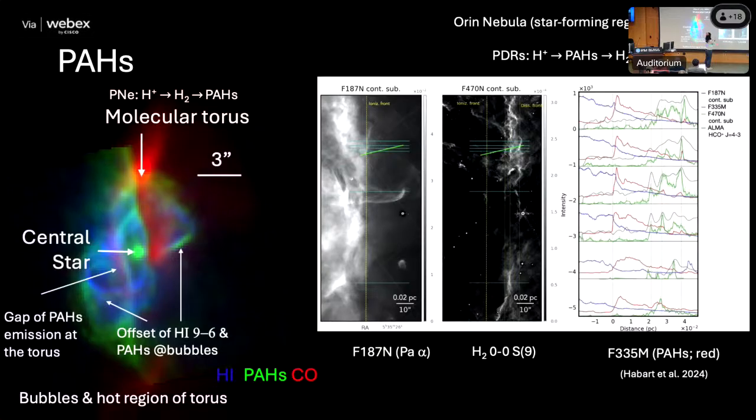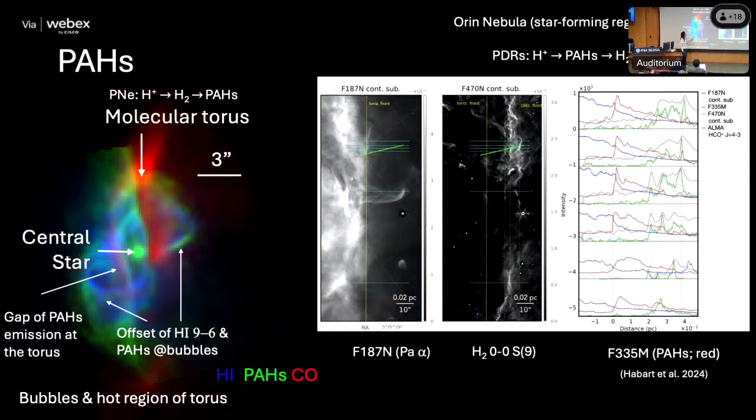For example, this is a Paschen alpha image. This is a molecular hydrogen image, and this is a slice of these two images. The PAH is red, and the blue one is the hydrogen combination line. The peak of the PAH is almost the same as the peak of the H I. So we don't know why. We don't know exactly yet.